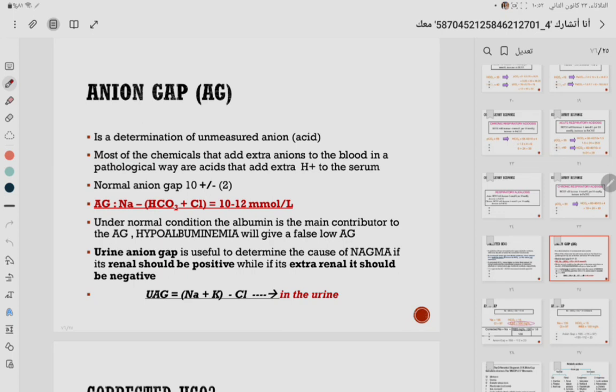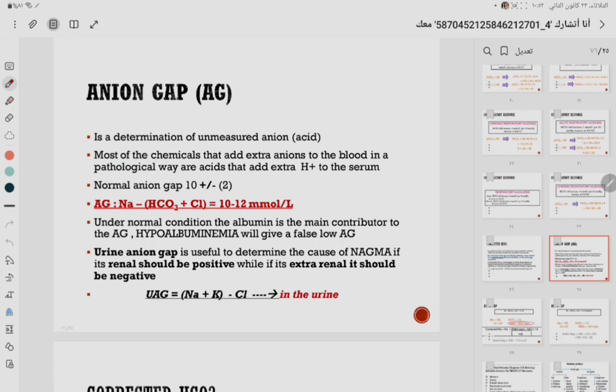Okay? So you have to bear in mind the albumin when you are calculating the anion gap, because in nephropathies like nephrotic syndrome, we lose albumin, so they might have an anion gap of 7 or 8 that looks normal, okay? But when you correct it, it is not normal.